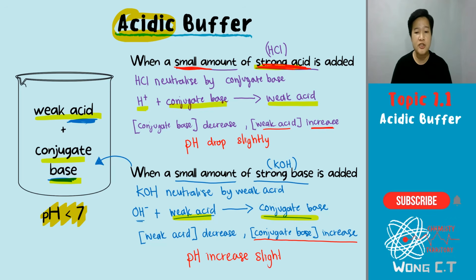Bear that in mind. The changes of pH is very, very minimum in the buffer solution. Okay? The pH will only drop or increase very, very slightly. And that is how your acidic buffer maintains its pH when you have a strong acid added into the acidic buffer or when you have a strong base added into the acidic buffer. No matter the addition is a strong acid or strong base, your acidic buffer will still have the ability to maintain its pH. Okay?